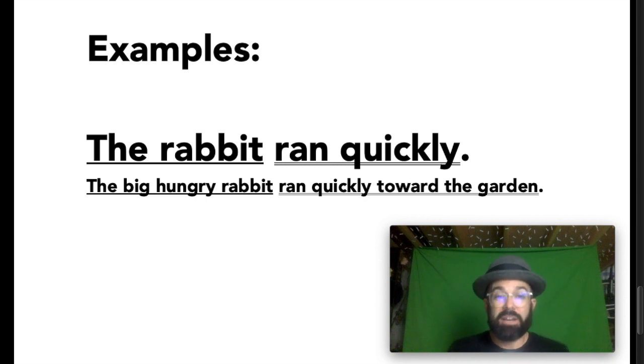We have some more modifiers on the simple subject rabbit. The big hungry rabbit is now seen as the complete subject. Ran is the verb still. Ran quickly toward the garden is the predicate. In this predicate, we do have our verb and adverb again, but I also included a prepositional phrase, toward the garden, which is considered a part of the predicate because it follows that verb. If you have any other examples you'd like me to take a look at, post them below.